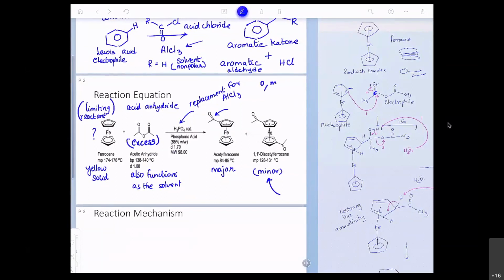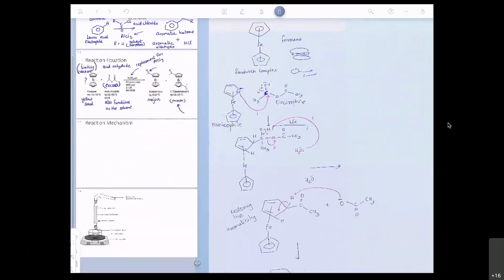Ortho, meta, para cannot be used because it's not a benzene ring. So we don't say that the groups are ortho, meta, and para. This is ferrocene. This is not benzene. So that terminology will not be applicable here. Okay, so keep that in mind. So any questions on the mechanism or the reaction?